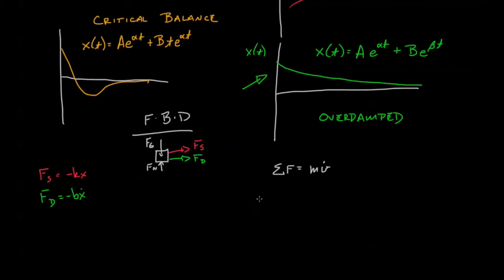Now we can plug in these equations and see what we get. We have negative b x dot minus kx equals, and we're going to go back to m x double dot. Remember, we have a couple options. Now we're going to put this all on one side, and I'm going to drop the colors just because it makes it a little easier to write. m x double dot plus b x dot plus kx equals 0.